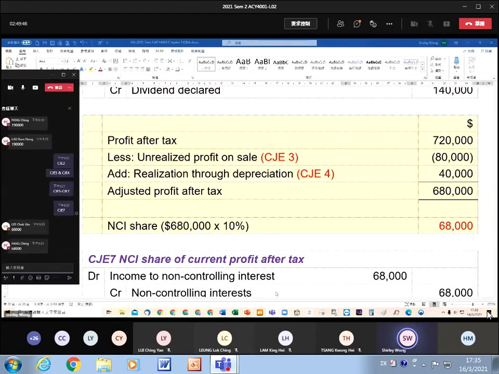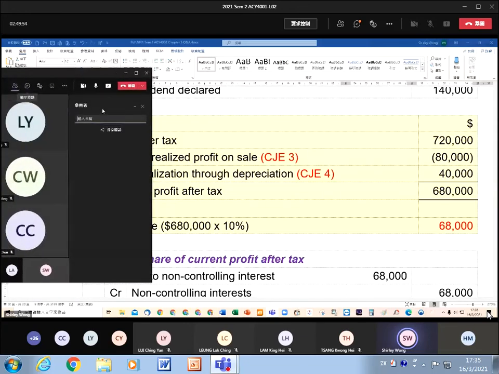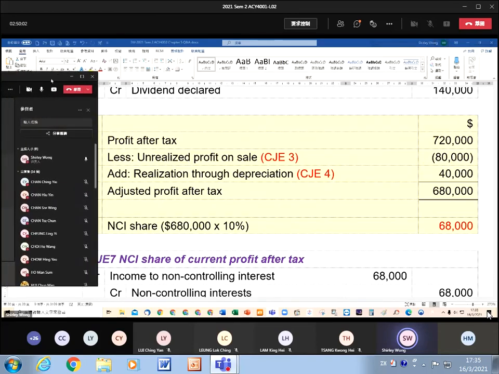So remember to practice the consolidation worksheet, because you need to know how to prepare the consolidated journal entry. It doesn't mean that you actually know how to do all the things. So you need to bear in mind how to prepare the consolidated journal entry.